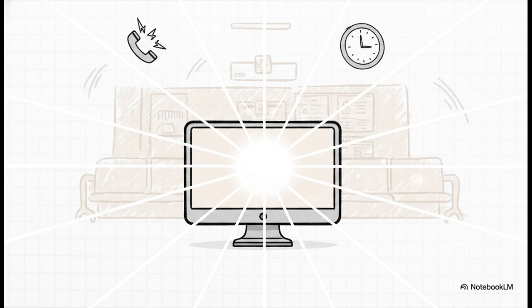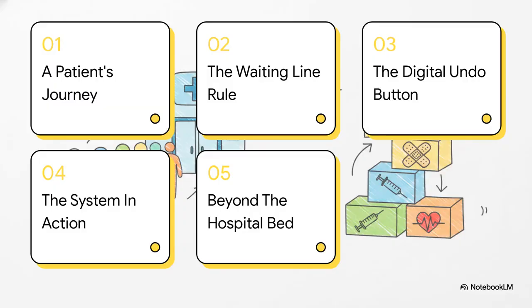You know, right at the heart of all this controlled chaos, there's a digital system working silently in the background. And get this, it manages every single patient using just two simple but super powerful rules. So let's dig in and find out what they are. So here's the plan. We'll start with a patient's journey. Then we'll get into the two core rules that make it all work. After that, we'll see a step-by-step simulation to see it in action. And finally, we'll zoom out and look at the bigger picture.